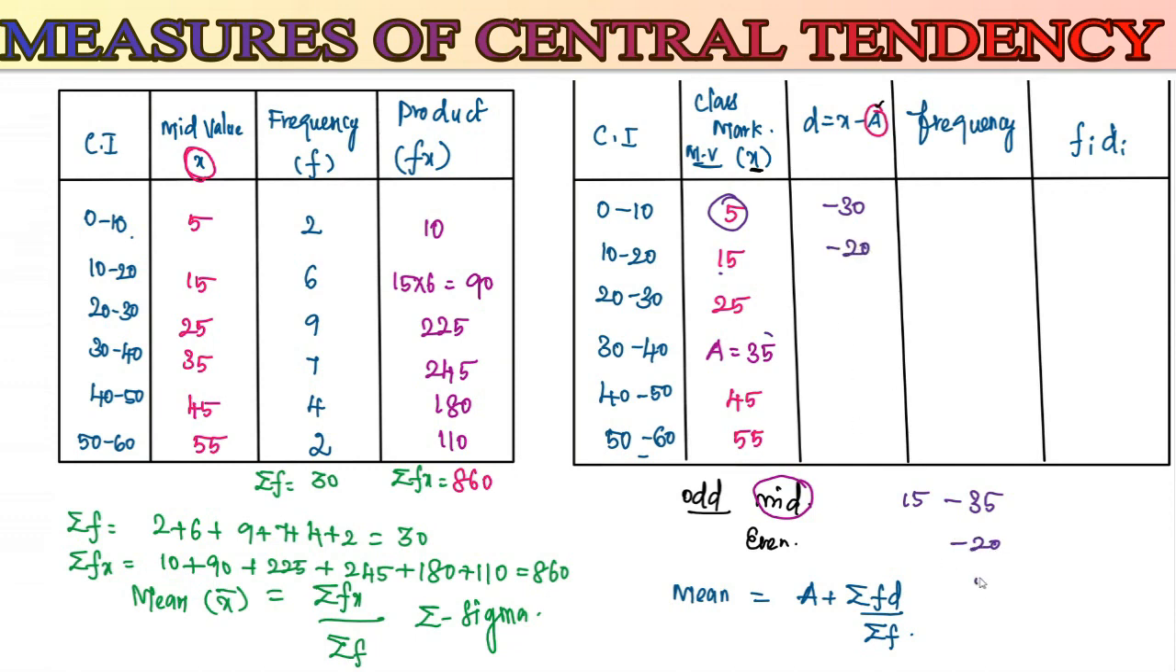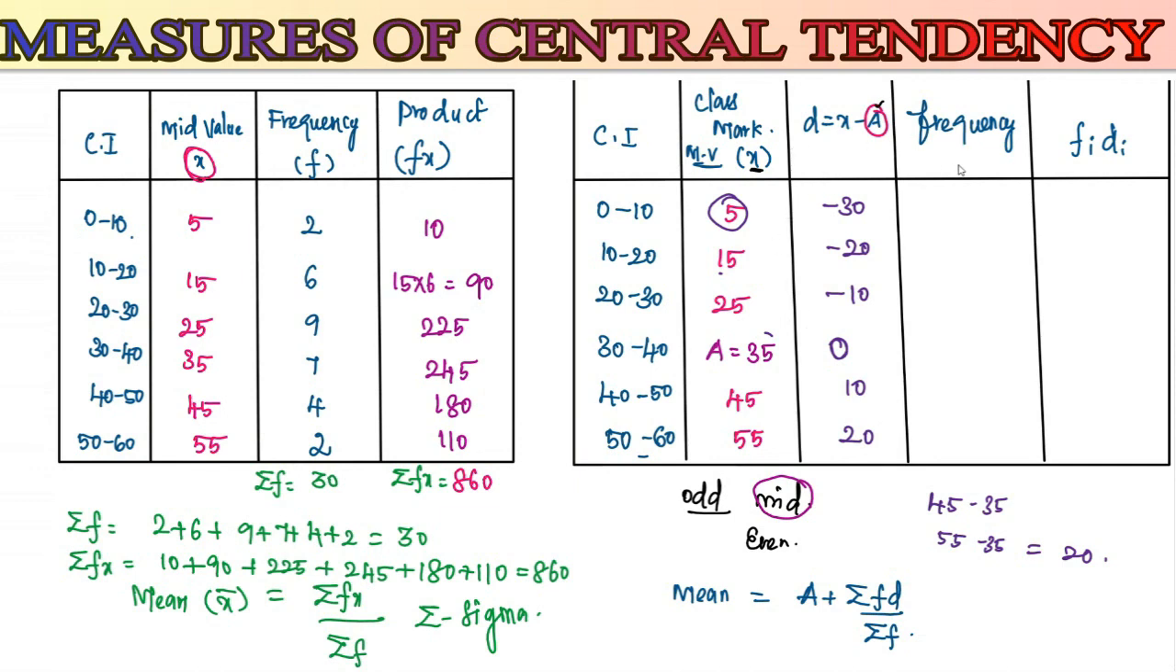Next, 25 minus 35 we get minus 10. 35 minus 35 we get 0. And the next, 45 minus 35, the value is 10, so it is positive 10. Next, 55 minus 35, the value is 20, so I am going to write plus 20. So we got the values of D now.